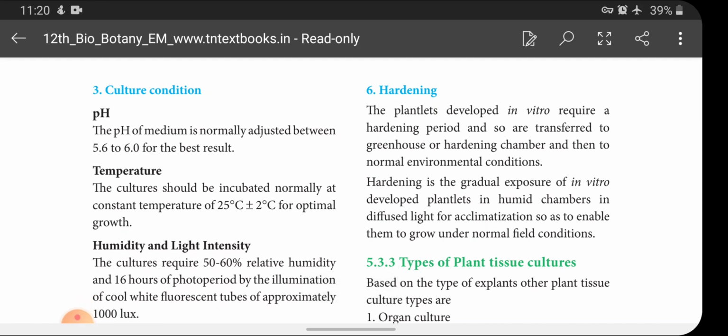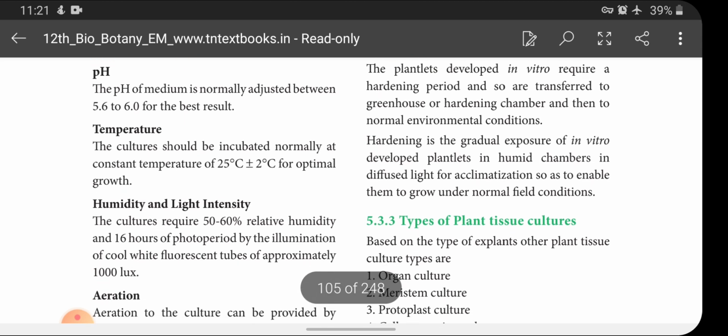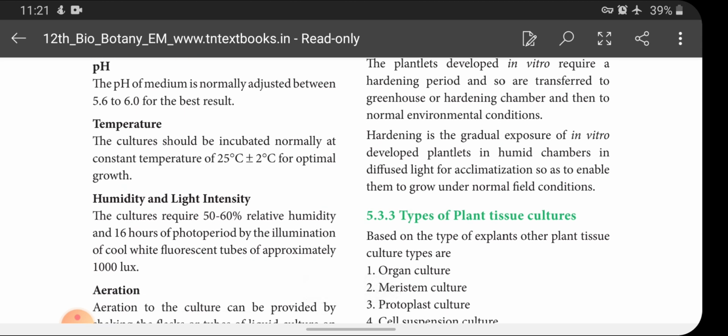Today I am going to start with the culture conditions which are necessary for plant tissue culture. First one is pH. The pH of the medium is normally adjusted between 5.6 to 6 for the best result. Then temperature. The culture should be incubated normally at a constant temperature of 25 degrees Celsius plus or minus 2 degrees Celsius for optimal growth.